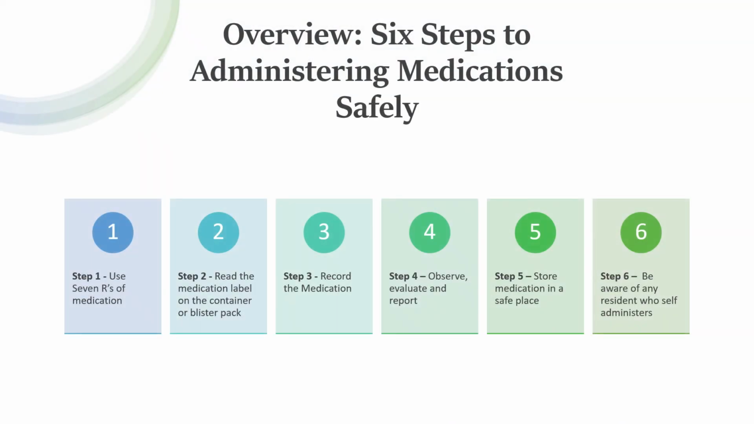Overview. 6 steps to administering medications safely. Number 1, use the 7 rights of medications when reviewing medications. 2, read the medication label on the container or blister pack. Step 3, record the medication. Step 4, observe, evaluate, and report. Step 5, store medication in a safe place. Step 6, be aware of any residents who self-administer.